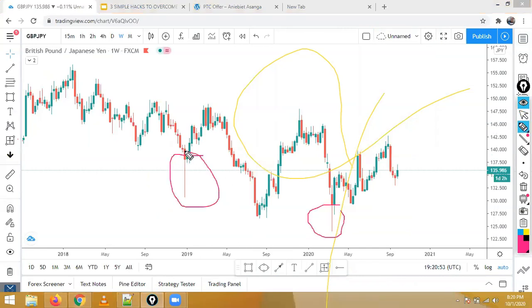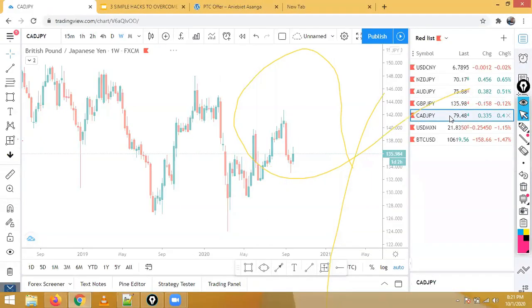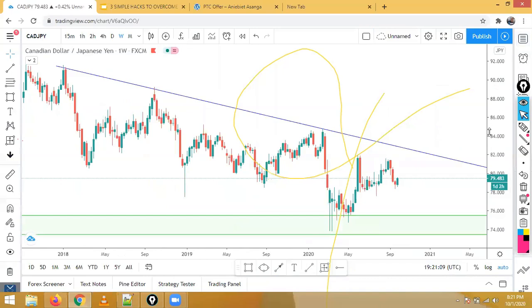These are all manipulations in the market. You notice once price, after the manipulation, tends to push higher, and since then price has not tested the bottom again. That is how it's been represented on almost all the yen pairs like this.